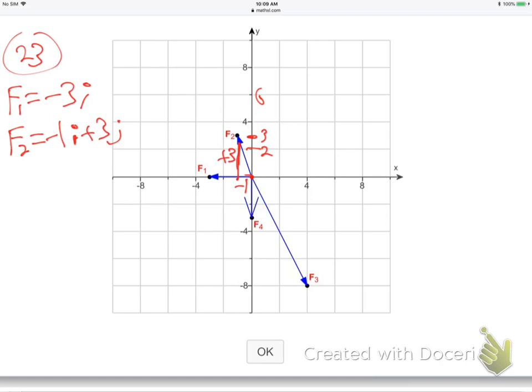What about force 3? Force 3 is over 4, down 8. Over 4, down 8. So force 3 is 4i minus 8j.